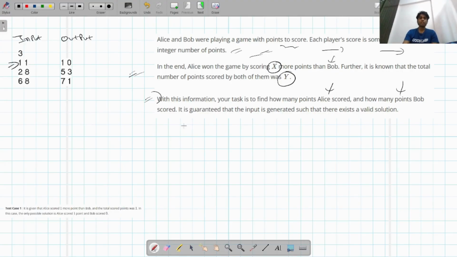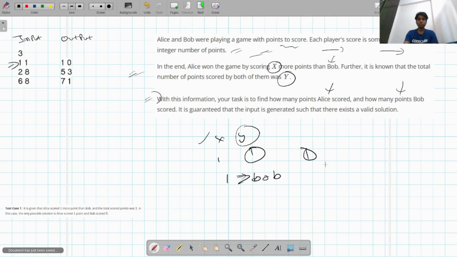Let's take the first test case. X and Y are 1 and 1. This is Alice being 1 point ahead of Bob. The total score is 1. So it is given that Alice scored 1 point more than Bob, and the total score is also 1. That means Bob's score would be 0, because the total score is 1 and it is already taken by Alice, so the remaining would be 0. So the output would be the score by Alice being 1 and by Bob being 0. So guys, I think the test case is very clear, a very simple test case.